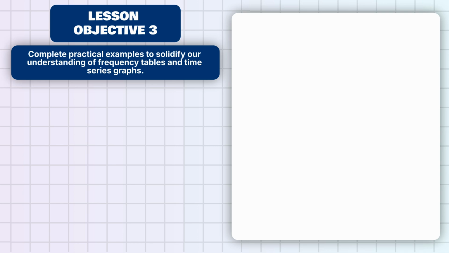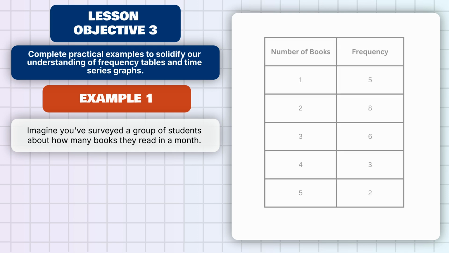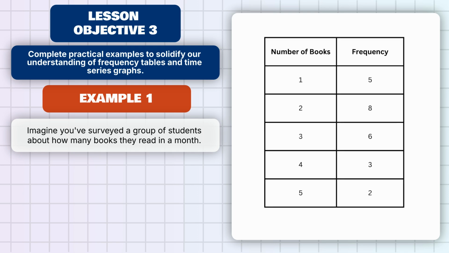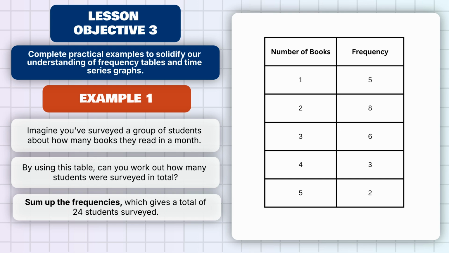Now let's move on to some practical examples to see these techniques in action. Imagine you've surveyed a group of students about how many books they read in a month. Here are the responses presented in a frequency table. By using this table, can you work out how many students were surveyed in total? We can achieve this by summing up the frequencies, which gives a total of 24 students surveyed.